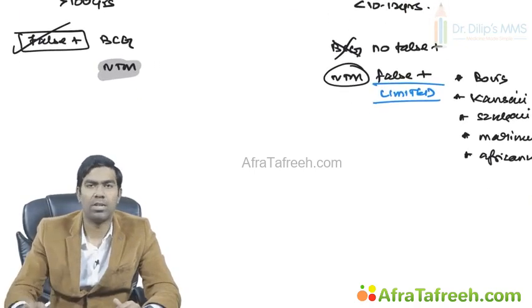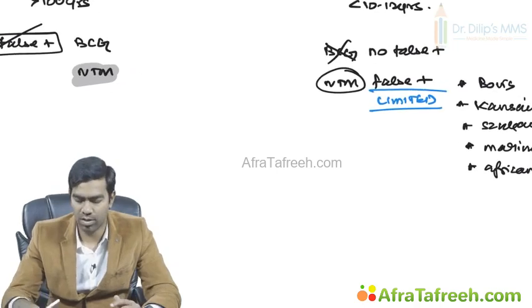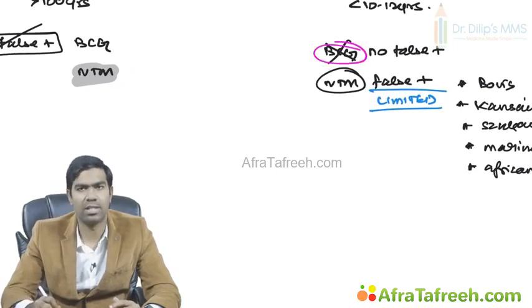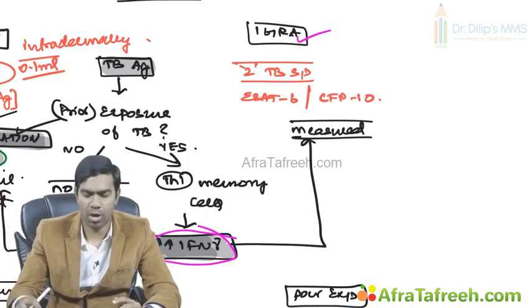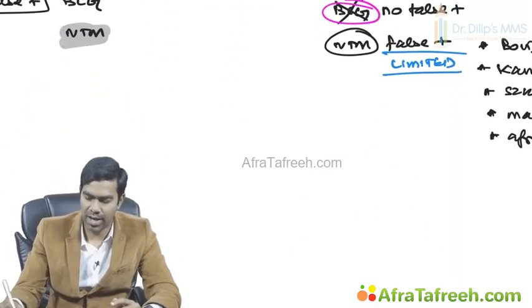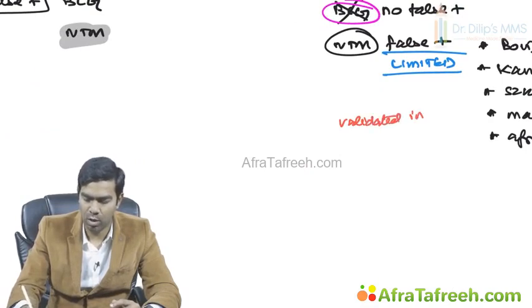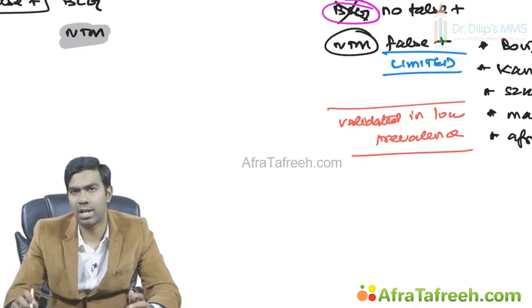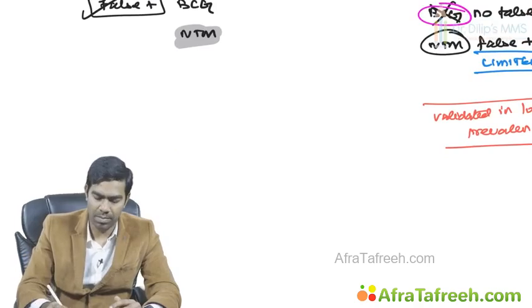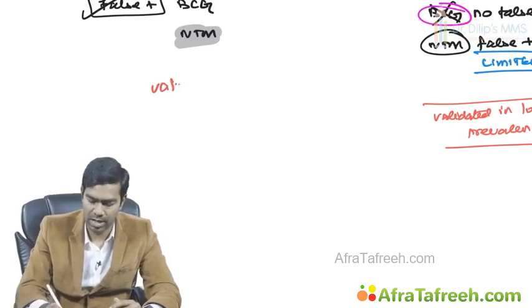That is the reason why in developed countries, especially where everyone is BCG vaccinated, they always prefer the interferon gamma release assay. But the problem is, this test has been validated in low prevalence nations where the TB prevalence is low. It is not validated in high prevalence nations. But tuberculin sensitivity testing has been validated. The Mantoux test has been validated in high prevalence countries like India.